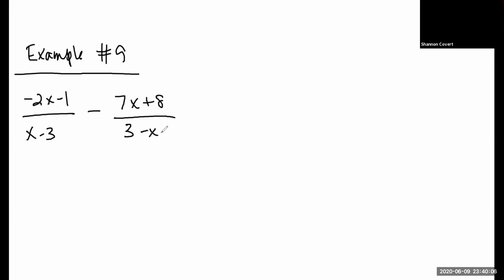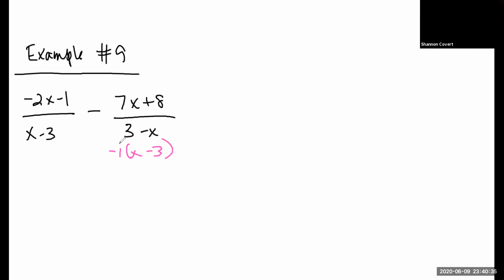So again, the denominators look very similar. It's just in the first one, the x is positive, the 3 is negative. In the second one, the 3 is positive and the x is negative. You can change your signs by simply factoring out a -1, which leaves me with a -3 and a positive x.